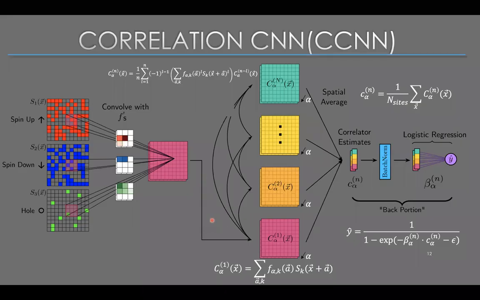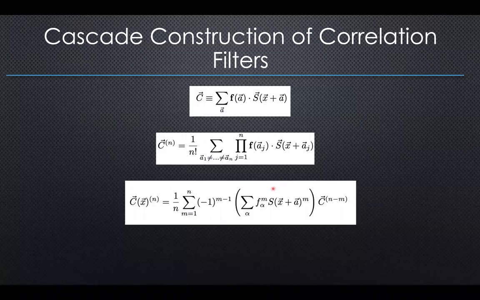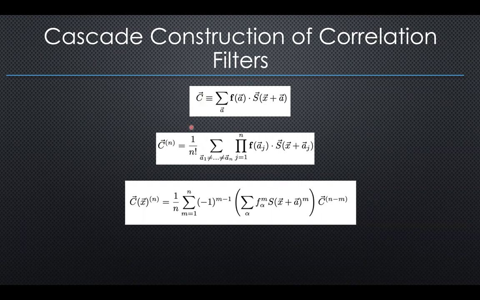So the architecture that Cole proposed is what we dub the correlation CNN, CCNN. We take the snapshots in three channels: spin up, spin down, and hole. And we convolve it with the filters, which we will learn. And then we construct different orders of correlation, C's of N's. And then out of those correlator estimates, we go through the back end of the architecture, a fully connected step. The challenging part is how to build this correlation. But Cole came up with the idea that I can build these higher order correlations by cascading. It's been really remarkable working with him.